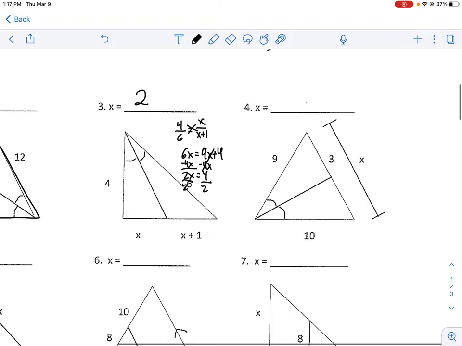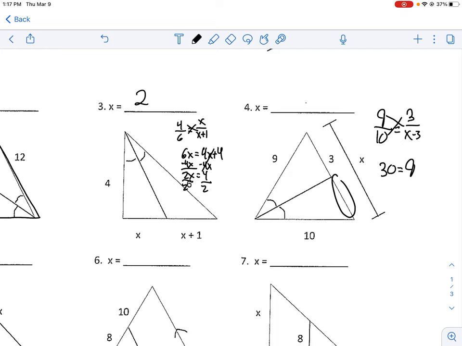All right, number 4, let's go 9 over 10. 9 over 10 is equal to 3 over, this segment right here is all of x except for 3, so x minus 3. We can cross multiply, we get 30 is equal to 9x minus 27. Add 27 to both sides. I get 57 is equal to 9x. So I can divide 57 by 9.